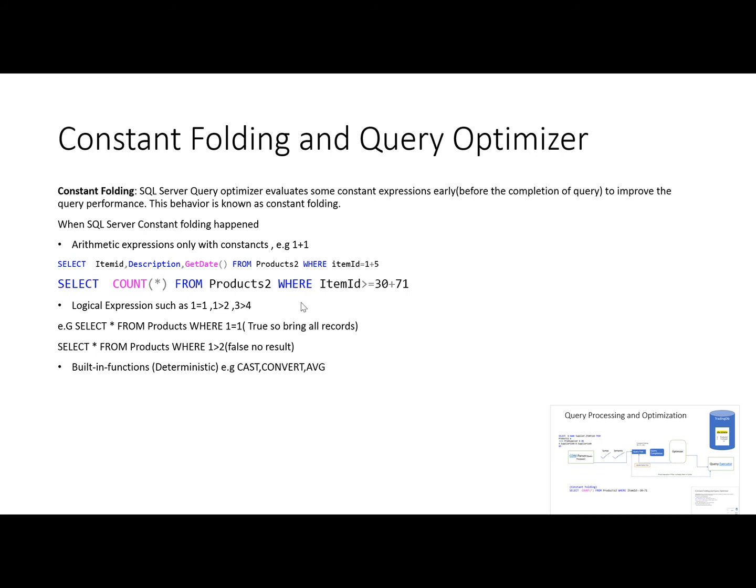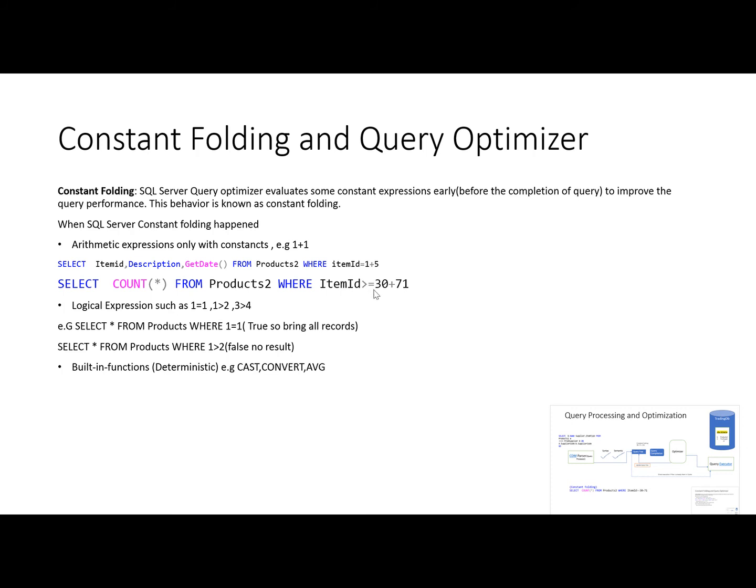we will study what happens if there is a constant expression in the select query when it is passed to the database engine. For example, this is a select query: select count of asterisk from products where item ID is greater than or equal to 30 plus 71. Now this select query has a constant part, 30 plus 71.